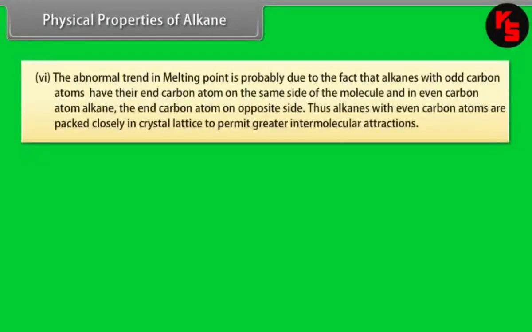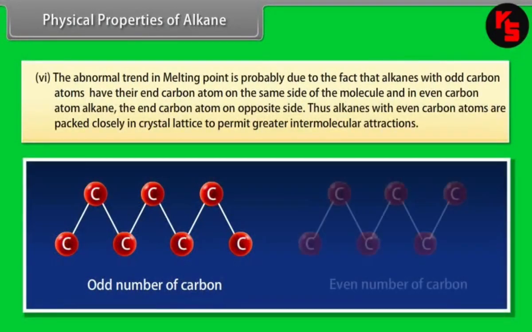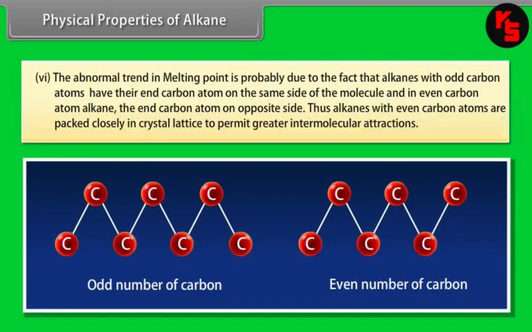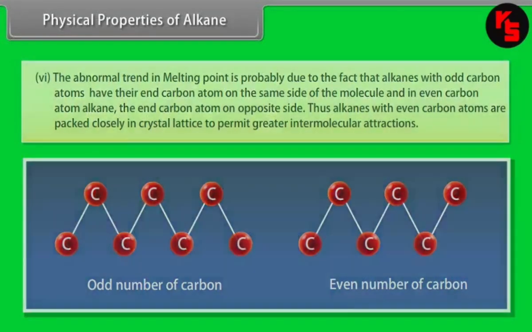Number 6: The abnormal trend in melting point is probably due to the fact that in alkanes with odd carbon atoms the end carbon atoms are on the same side of the molecule, and in even carbon alkanes the end carbon atoms are on opposite sides. Thus, alkanes with even carbon atoms are packed closely in the crystal lattice to permit greater intermolecular attractions.